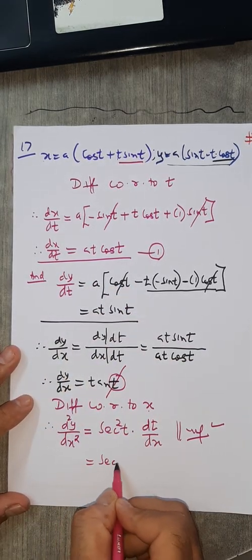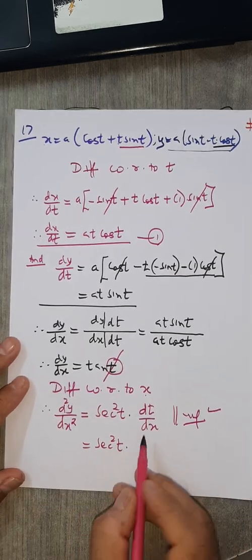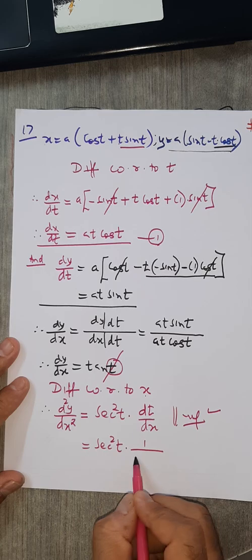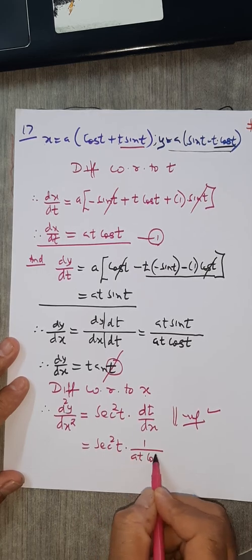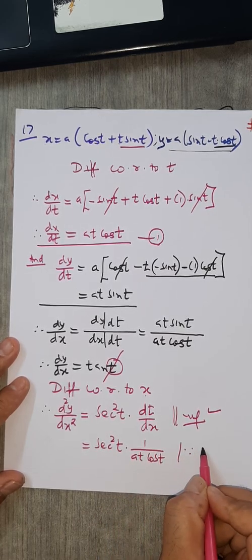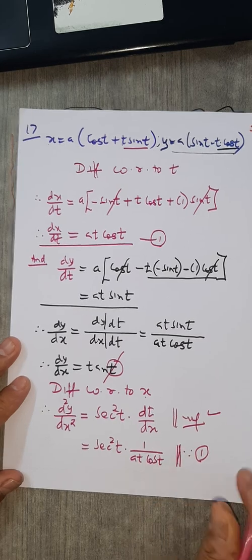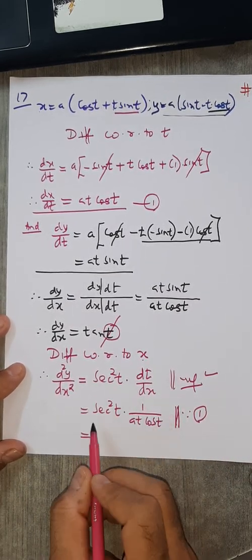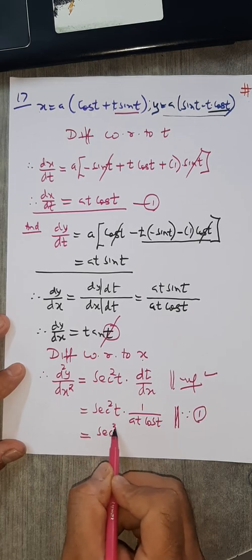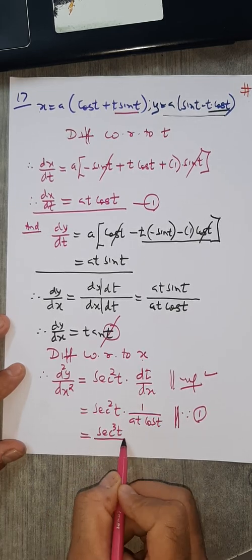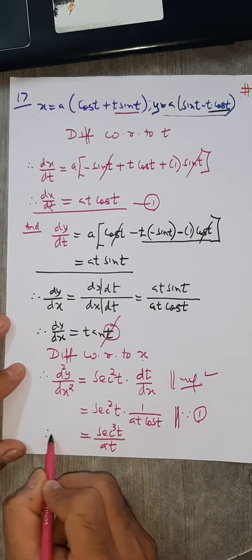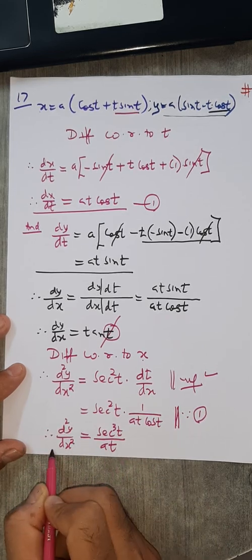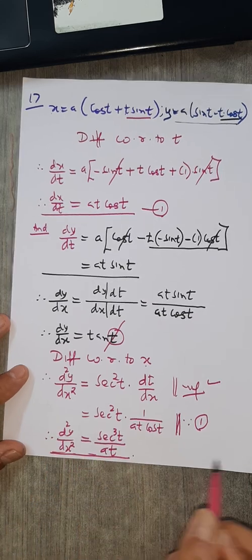So sec square t into dt by dx is the reciprocal of this. So that is 1 upon at cos t. So I'll write by 1 because of 1 here. And therefore finally this cos will be in the numerator, it will be sec cube t upon at. This is d square y by dx square. This is your answer finally.